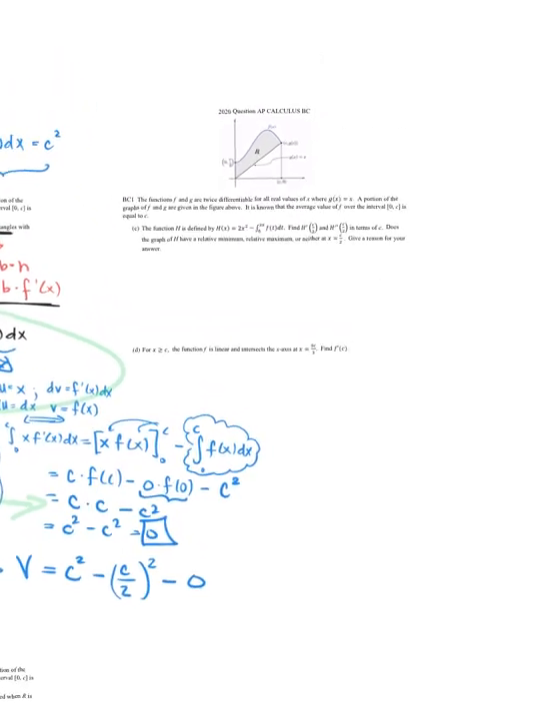All right, so that was B, so that was a doozy. All right, and then let's go ahead and take a look at C and D.